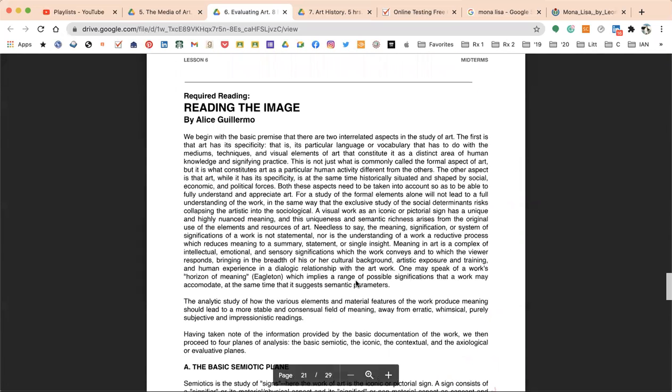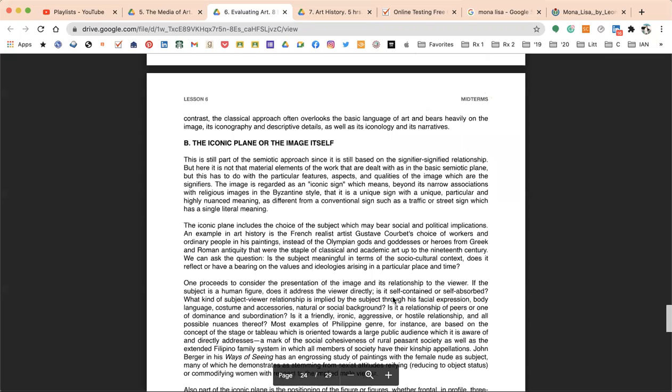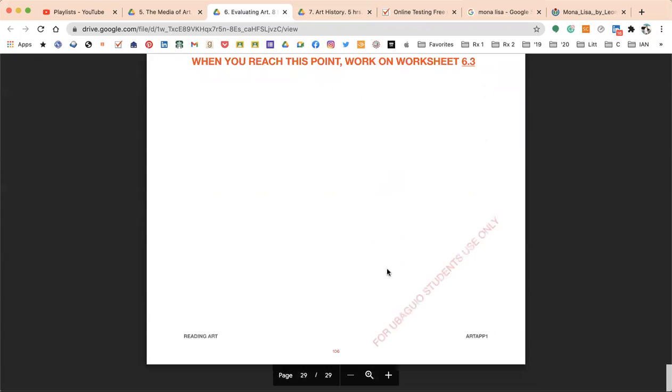But please go over Reading the Image by Alice Guillermo, because I will be asking questions based on this. I might have around 10 to 15 items of the whole exam based on Reading the Image by Alice Guillermo. I didn't give you a quiz on this before because I included it in the exam, para isang bagsakan. It's just one go. I know it's quite a long essay, but I will only be asking about the key points. Those are the things you need to review.